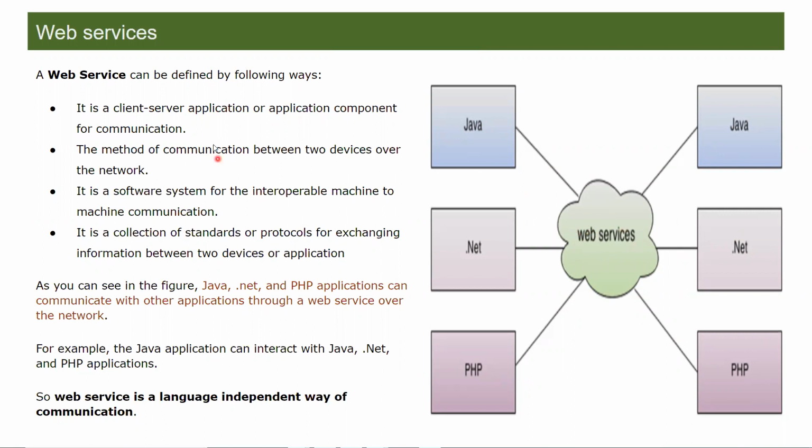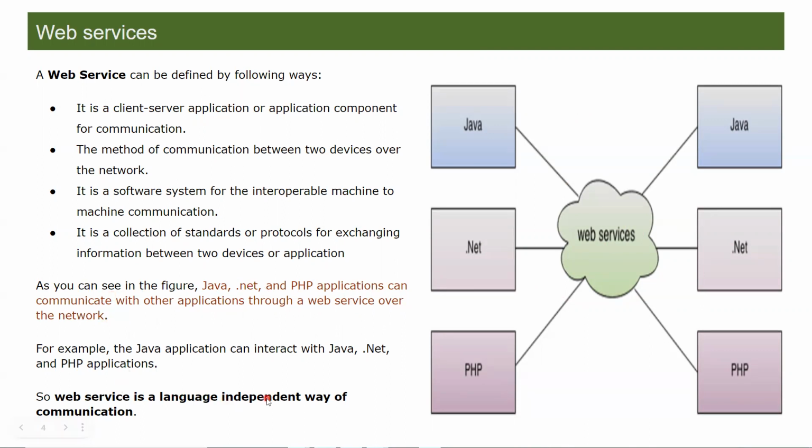A web service is a piece of software which facilitates communication between different applications. When I say different applications, I mean applications developed in different languages. Read this definition here: Java, .NET, and PHP applications can communicate with the other applications through a web service over the network.